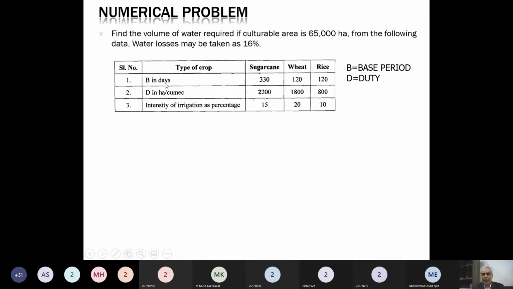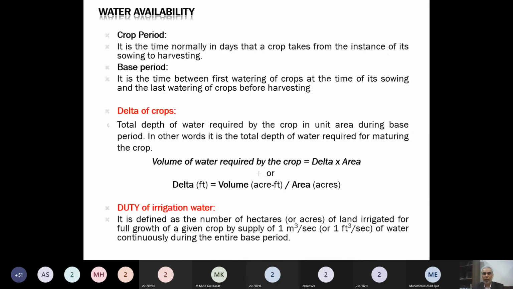B in days is the representation of the base period, and I think we have seen the definition of the base period and the crop period, or we went ahead of it. Base period was the time in days from first watering to the last watering to the crop, while crop period is the time a crop takes from its sowing to the harvesting.